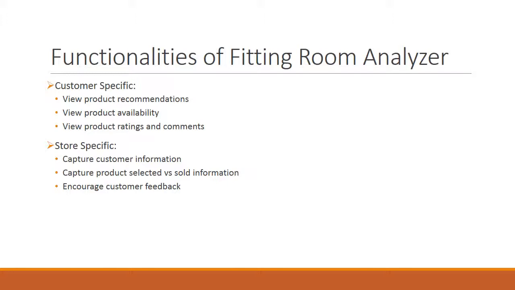Now, product selected. This functionality is implemented by recording the barcode information for each product that is selected by the customer. Now, for the product sold, this is similar to the product selected, but here we record the product sold information at the point of sales. Now, analysts can use data from these two functionalities to make predictions.